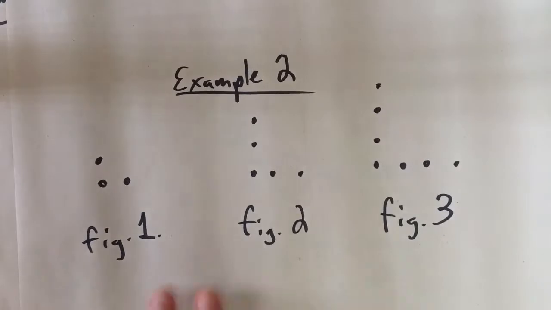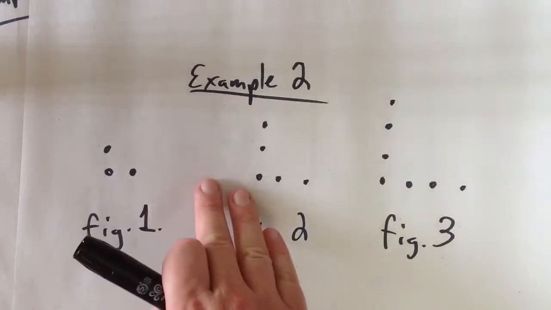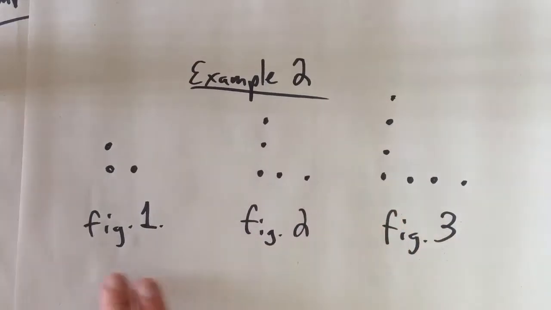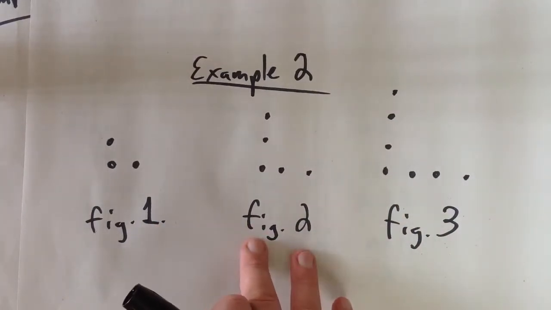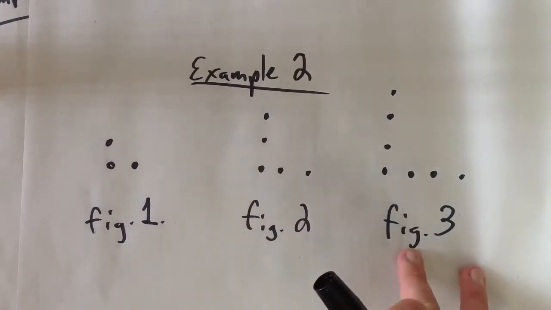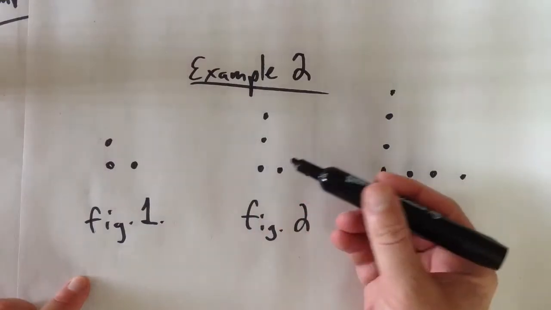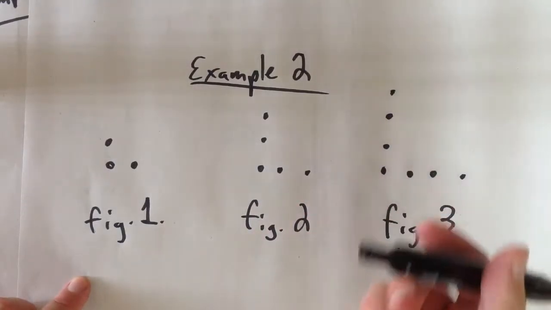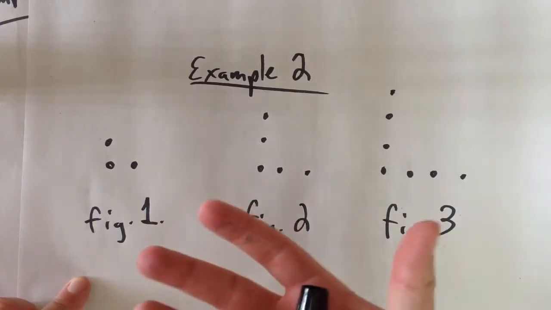For this example, with these letter L shapes where we have some dots going up vertically and some dots going horizontally, for figure 1 we have 3 dots. For figure 2 we have 5. For figure 3 we have 7. Now, in this case, we can think of it in many ways and write many different equivalent expressions. This is only the way that I think about it.